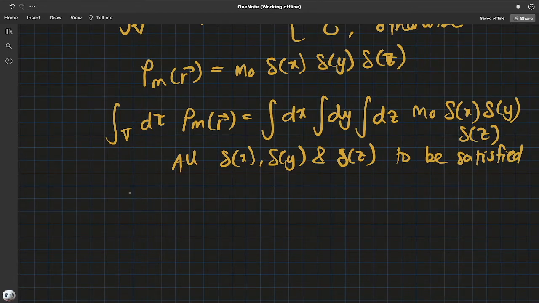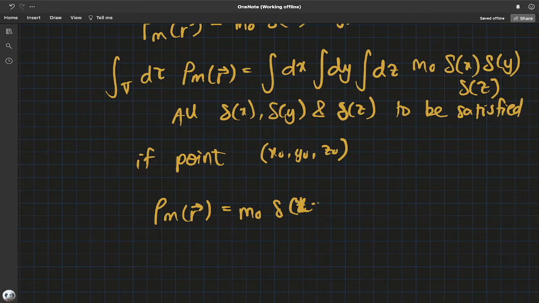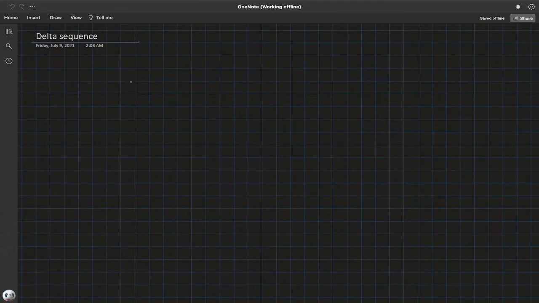Let me generalize this notion. If we have a point mass at the point x naught, y naught, z naught, we again shift like I did in the previous page from t equals 0 to t equals t naught. So then it's going to look like m naught delta x minus x naught, delta y minus y naught, delta z minus z naught. Okay, so again, I remember what I said.